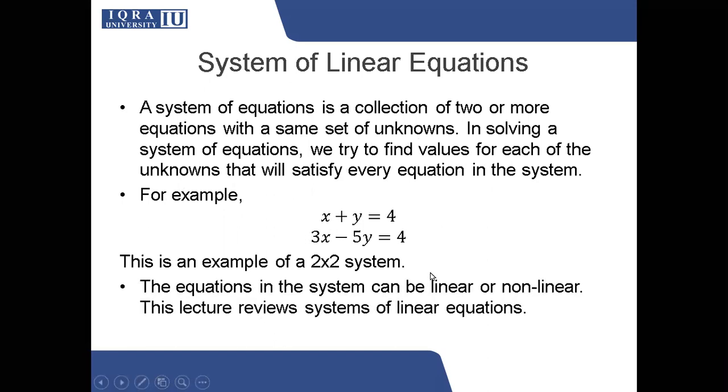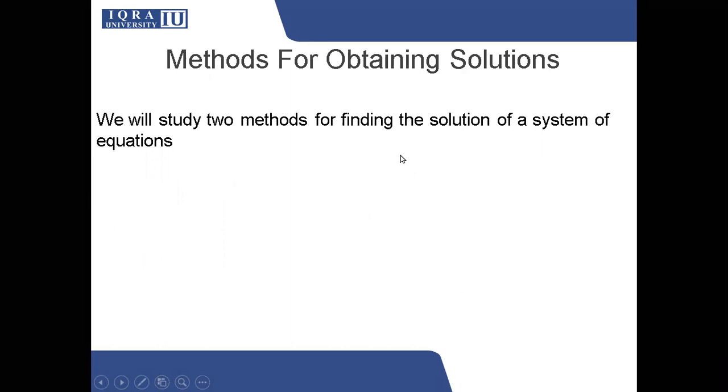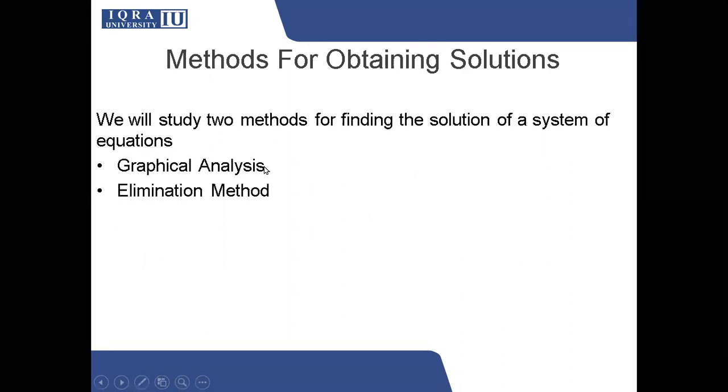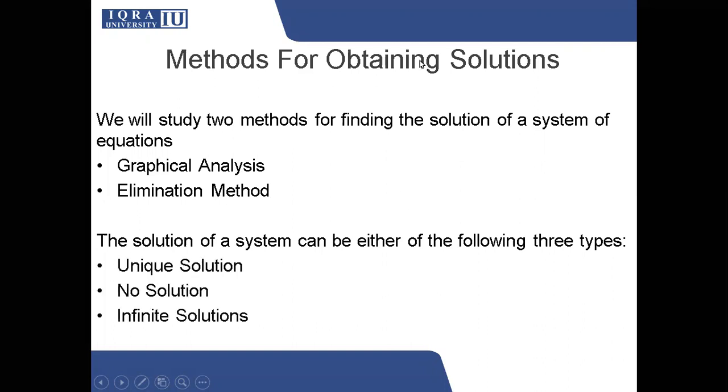The equations in the system can be either linear or non-linear. However, this lecture will focus on linear equations. Now, we have a few methods for obtaining the solution of a system. We'll be studying two of them. The first one is the graphical analysis, and the second one is finding the solution using the elimination method. Now, an important thing to note is that the solution of a system can be of the following three types. We can either have a unique solution, right?